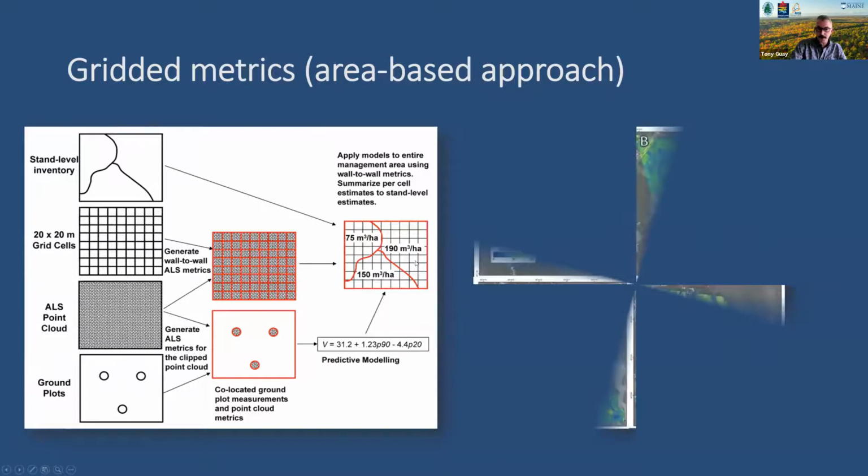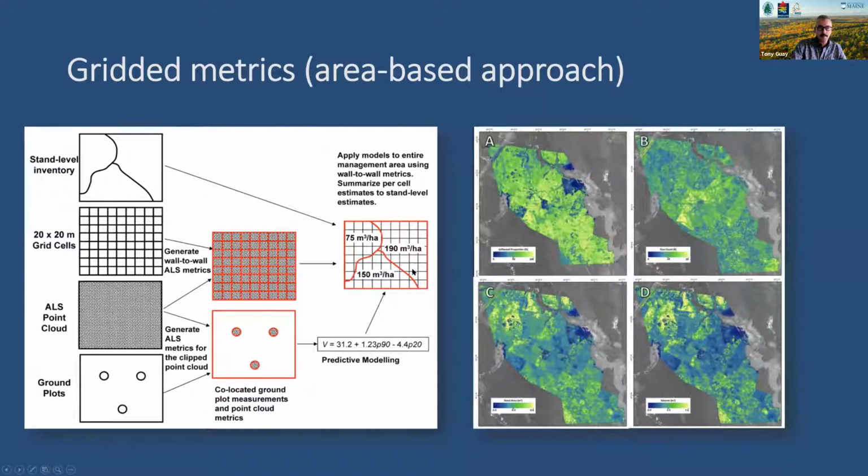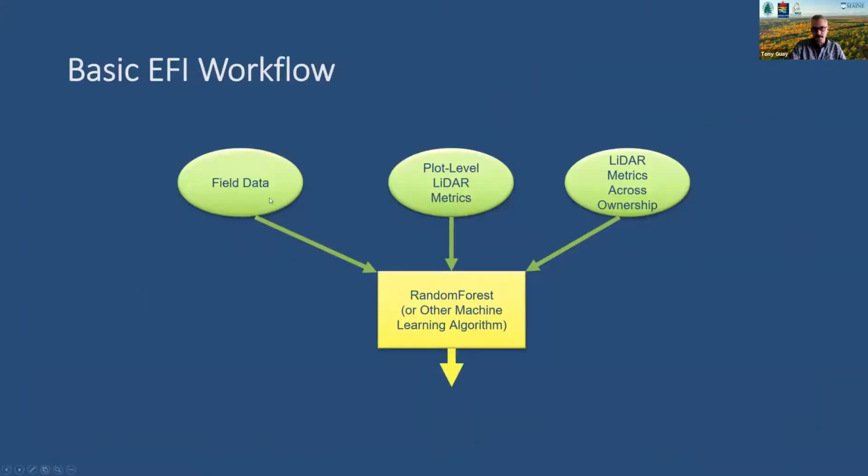And then of course you can summarize each of your prediction maps by your initial stand level inventory, right? So you can characterize and summarize at the stand level after you make these predictions on a grid basis, for example. So again, your inputs are your field data, your plot level grid metrics, LiDAR metrics, and then your metrics across the entire ownership. So you build these models in something like random forest, and then you apply the model for the entire area of interest.